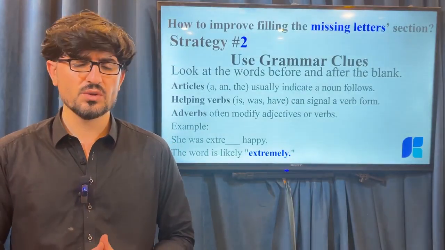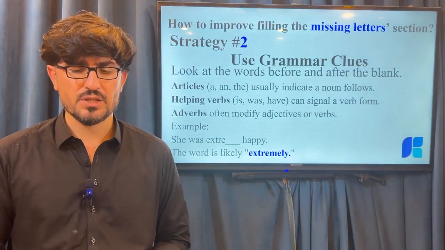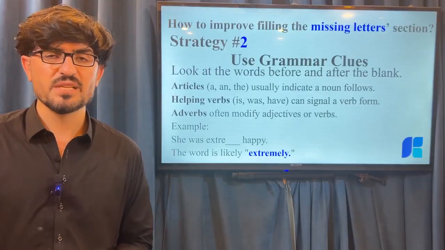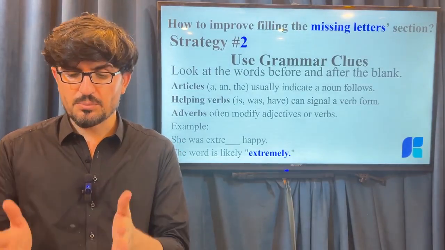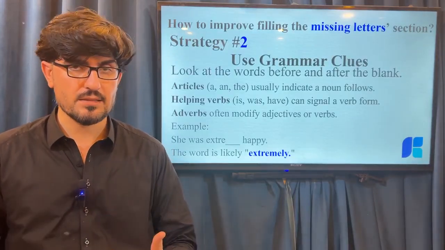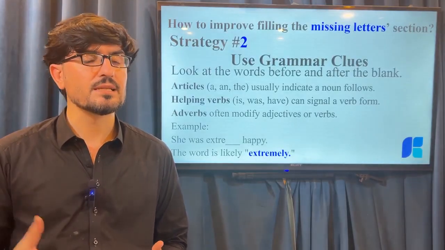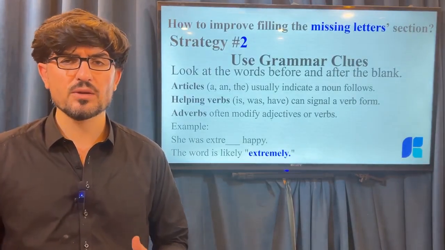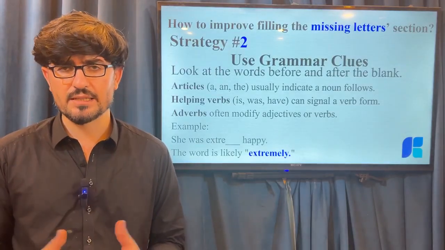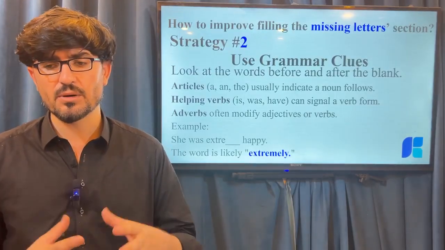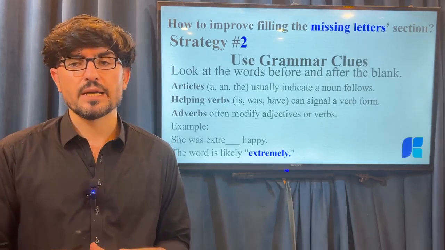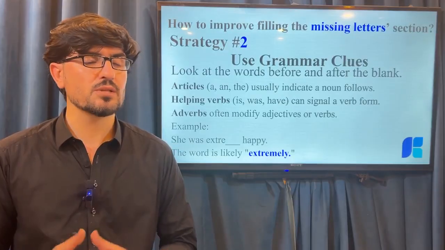So today you learned two strategies of the TOEFL iBT in terms of the missing letters or missing words. You should keep in mind these two strategies because they're going to help a lot, and practice a lot on missing letters. There are different websites you could Google, and find those missing letters and paragraphs, and think about the grammar clues and read the entire sentence. That could help you to find the missing word quite easily.